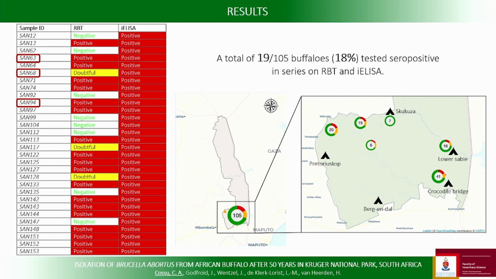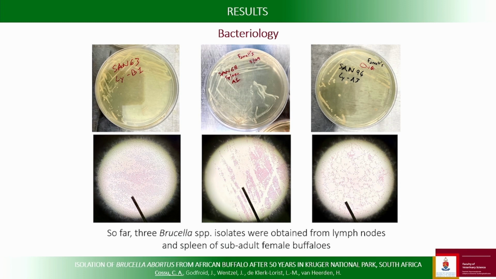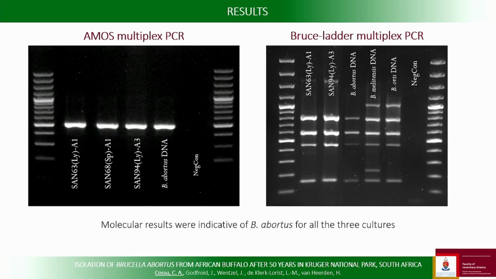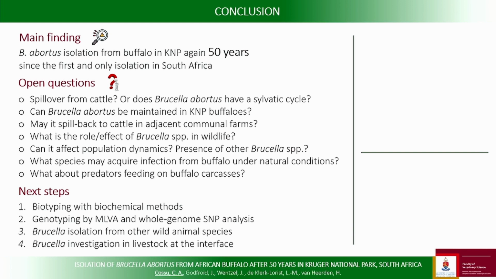And you can see here the results of the serological screening. We had 19 out of 105 buffaloes that tested seropositive on RBT and ELISA. And here you can see the results of our culture. We obtained 3 different isolates from lymph nodes and spleen, and molecular characterization was indicative of Brucella abortus in all 3 cultures. So the main finding is the Brucella abortus isolation from buffalo after nearly 50 years from the first and only isolation in South Africa.